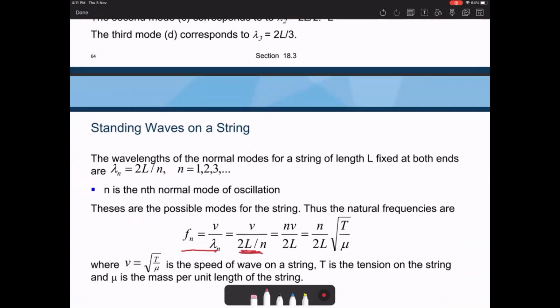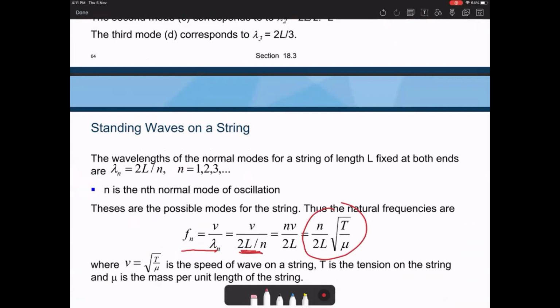That is what we have here. So Fn is V divided by 2L over N, and we could write down the equation like this. N is an integer. You cannot support a non-integer standing wave pattern.